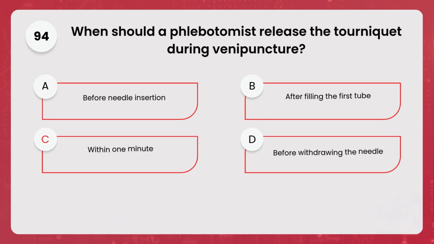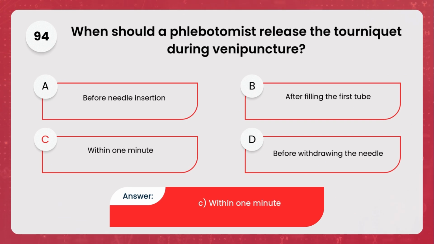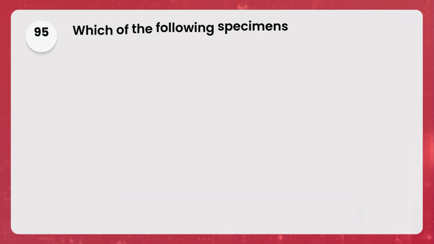Number 94. When should a phlebotomist release the tourniquet during venipuncture? A. Before needle insertion. B. After filling the first tube. C. Within 1 minute. Or D. Before withdrawing the needle? The answer is C. Within 1 minute.